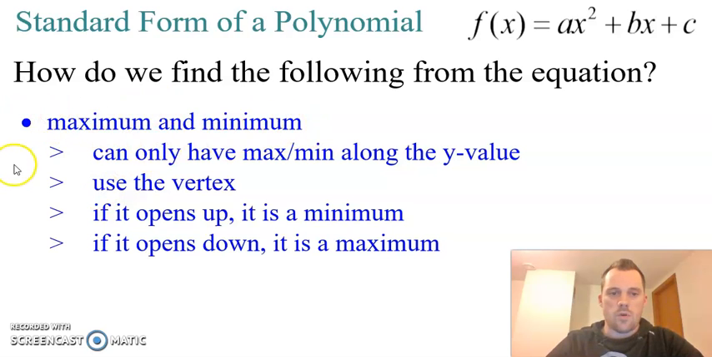Now our maximum and minimum depend on the vertex. Since it's a parabola, it either opens up or opens down. So we don't have a max or min for the x values. They both go to negative infinity and positive infinity. So we use the vertex, and if the parabola opens up, then that vertex is a minimum value. The graph doesn't go any lower. If the graph opens down, then our vertex is the maximum value because it doesn't go any higher.